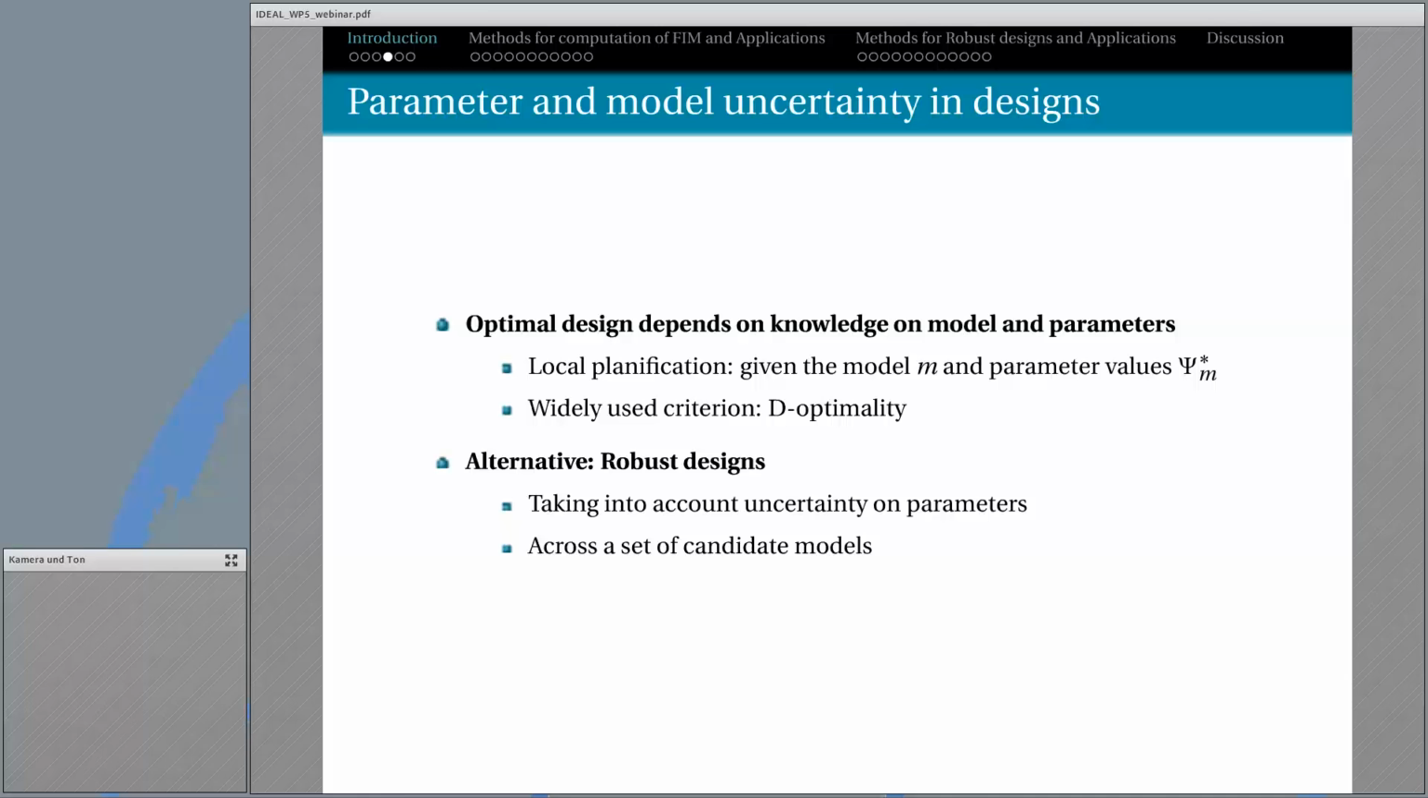An alternative is to use robust design or robust design optimization, where we could take into account uncertainty on the parameters, so a prior distribution on the parameters, and also pre-specify a set of candidate models instead of one model.